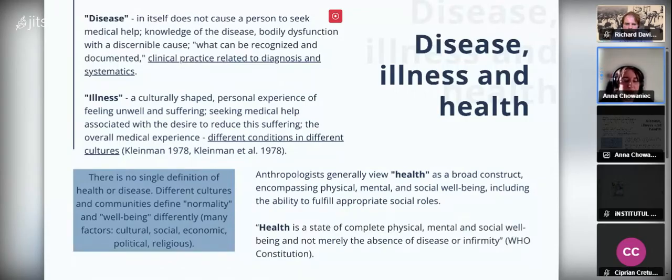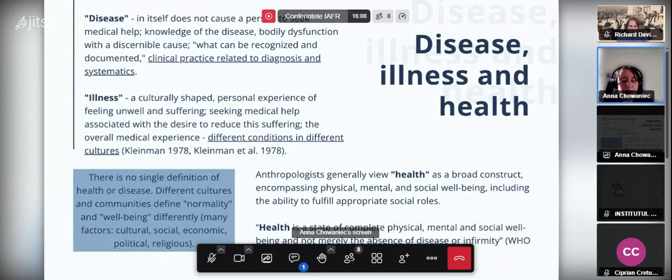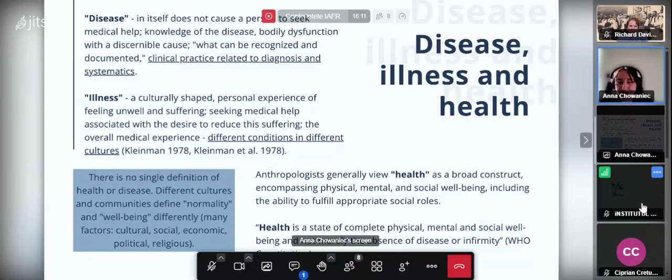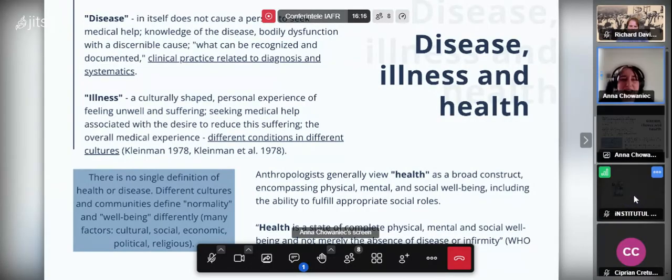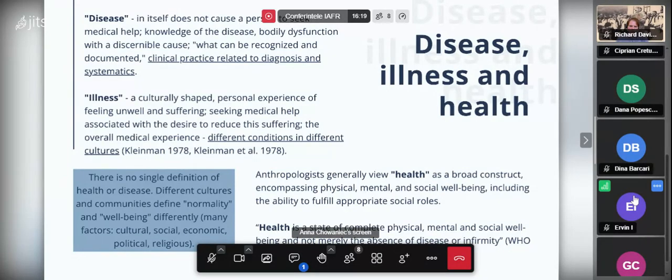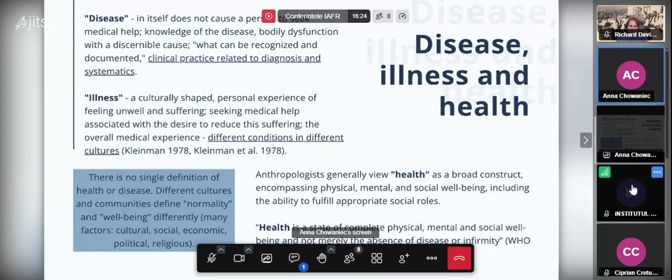Within medical anthropology, there's a distinction between what we understand as a disease and what we understand by illness. Disease is something that is professionally diagnosed and treated, while illness is something personal, something culturally and socially shaped, the experience of being unwell, which can be understood very differently in different cultures and situations.